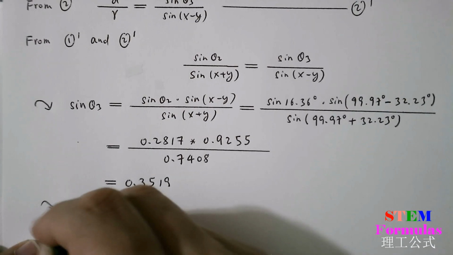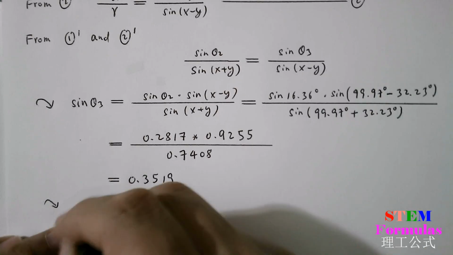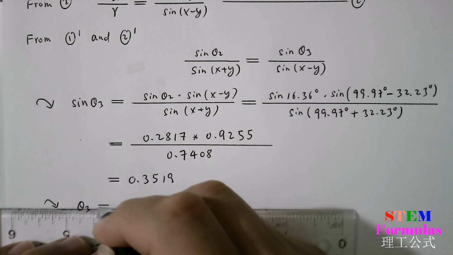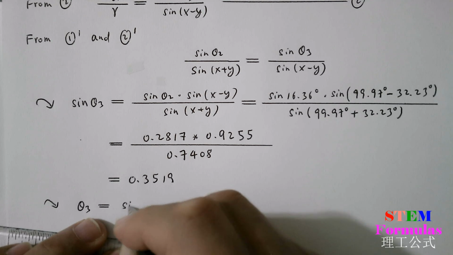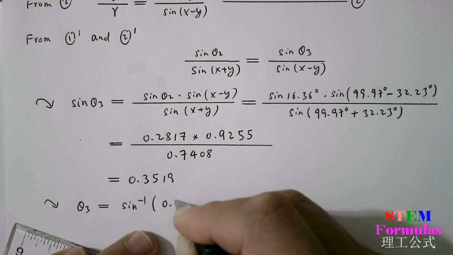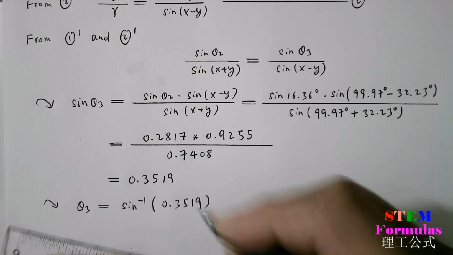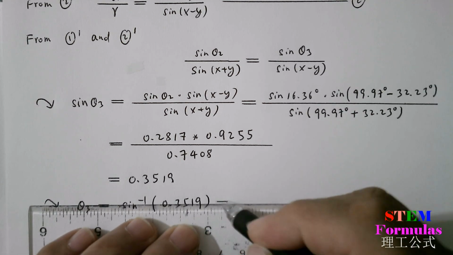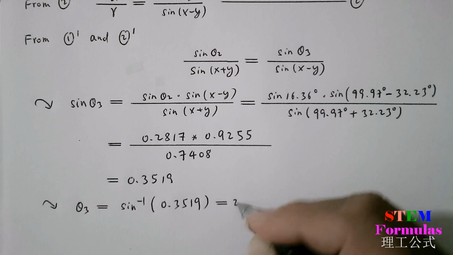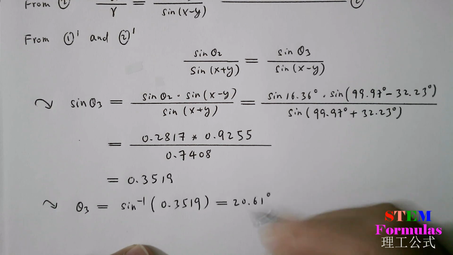And then therefore theta 3 equal sine inverse of 0.3519 equal 20.61 degrees.